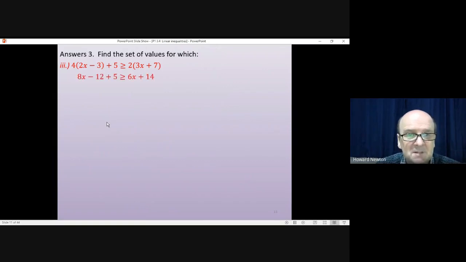Third question, we multiply the brackets in the normal way. And that will give us 8x minus 12 plus 5 is greater than or equal to 6x plus 14. We collect terms in the normal way. That gives us 2x is greater than or equal to 21. And then we divide by 2, which gives us the answer. x has to be greater than or equal to 10.5.